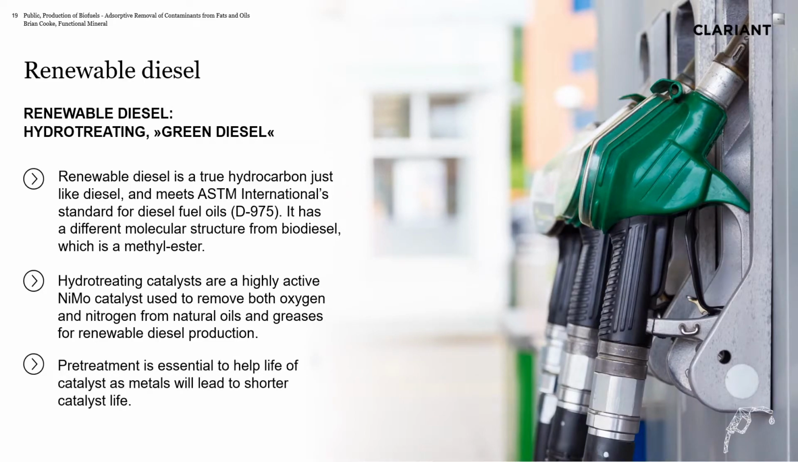The pretreatment is essential for this process because that catalyst is very expensive, and contaminants such as phosphorus really need to be removed because they can poison the catalyst and cause a significant investment, premature disposal of the catalyst.